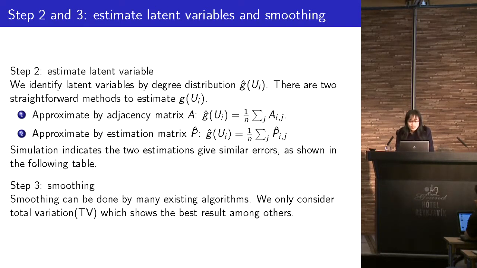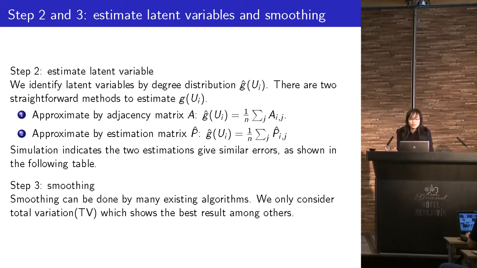And the second and third steps of estimating the graphon are like this. The second step is to estimate the latent variable, and based on our definition of the canonical graphon, the latent variable is identified by the degree distribution. The degree distribution preserves the order of latent variables, so in that way we can identify the latent variable from the degree distribution. And because we don't see the degree distribution, we can only estimate it, and there are two ways to do so. The first is to approximate it by the adjacency matrix, which is the empirical degree distribution.